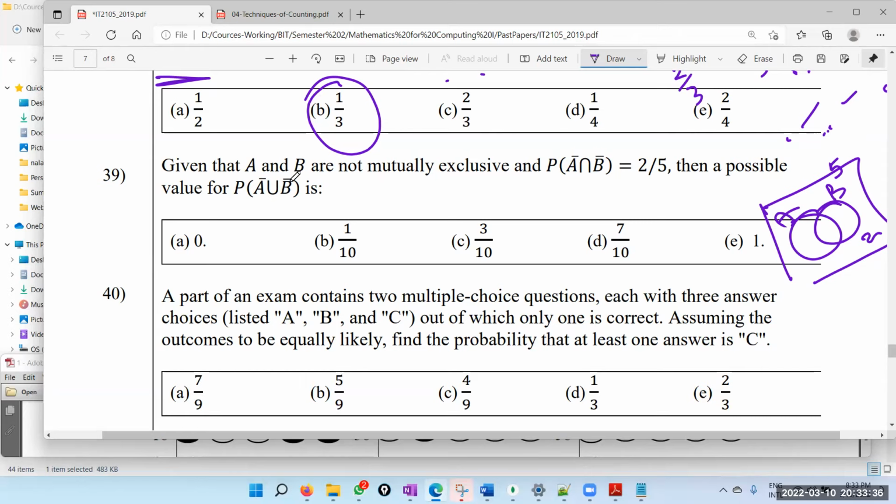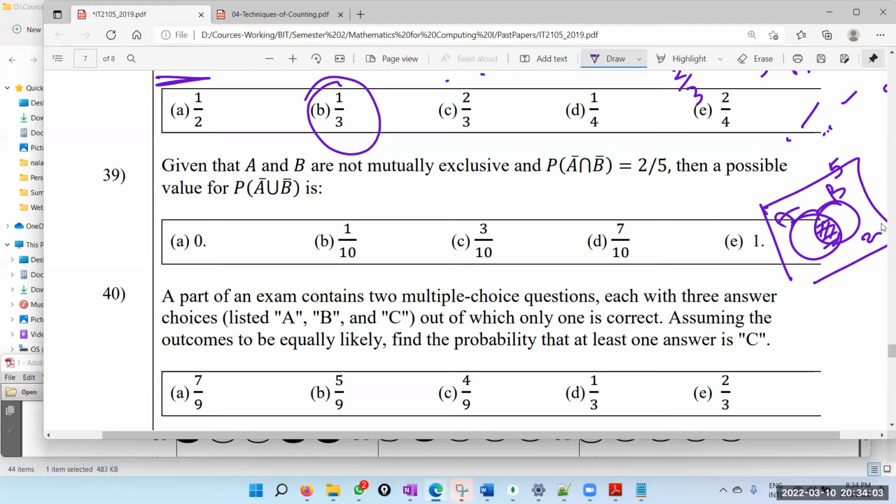Possible value of P, A bar union B bar. Not belonging to A or not belonging to B. Not belonging to A means the outside part here, and not belonging to B means the outside part here. So everything other than this. Okay, because that is not part of the P, A bar union B bar.